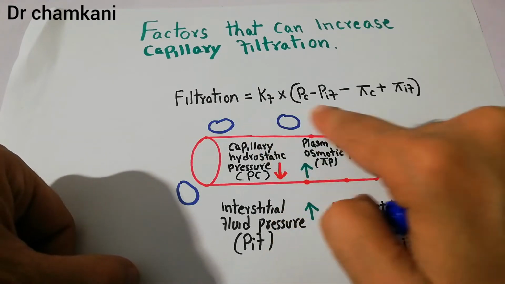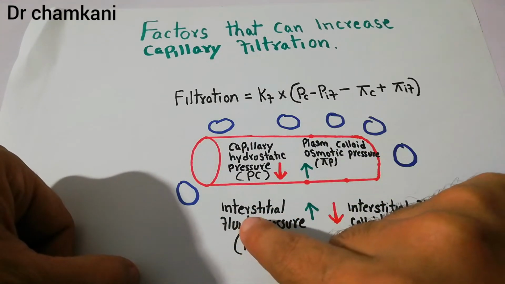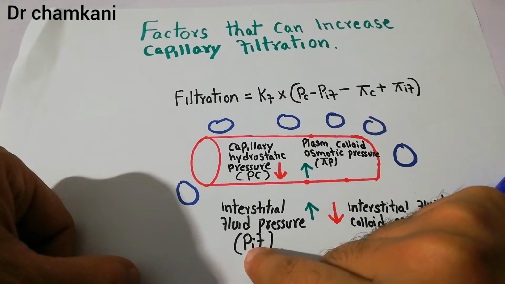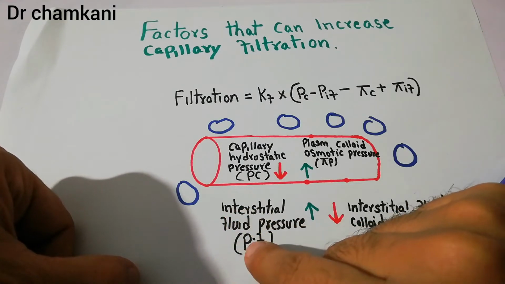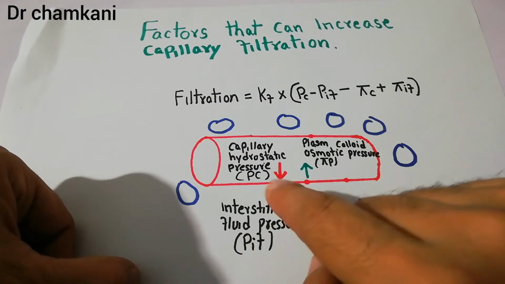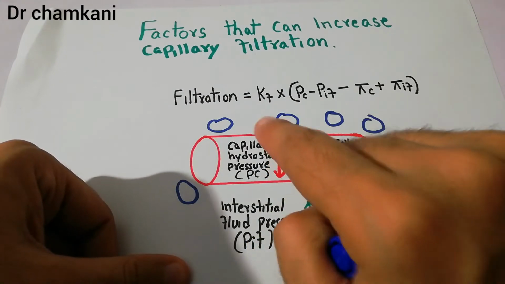Two more forces are present in the interstitium. They include the interstitial fluid hydrostatic pressure, represented by PIF, the pressure in the interstitium. So interstitial fluid pressure, PIF, is basically helping the fluid to go back into the capillary.